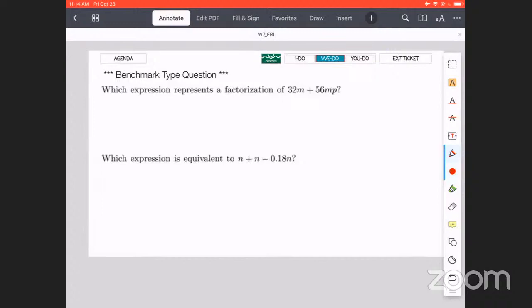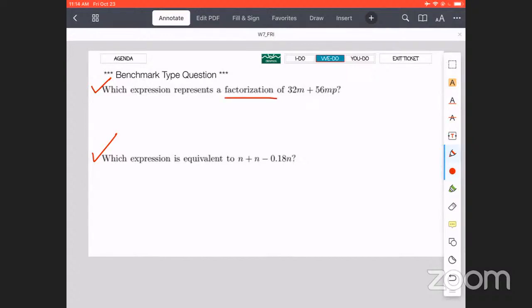So now we have 2 examples in here. I may ask one of these questions when I give you the benchmark. I'll definitely ask one of these questions in your benchmark. Okay, now let's try the first one. It says, which expression represents factorization? This word is new for everybody, right?